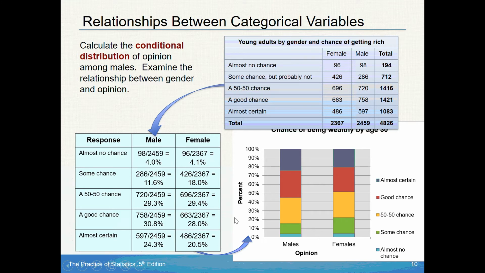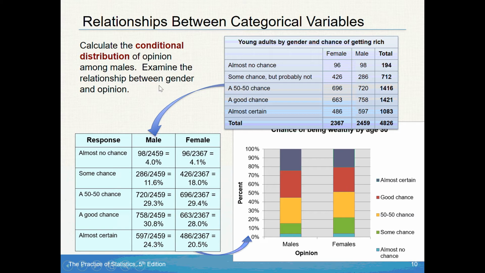So 4% of males, that's this light blue portion down here. And then from 4%, we add 11.6%. That's this green percent. So it's going up to 15.6%. And then it goes up and up and up for each one. And then we do the same thing with the females.